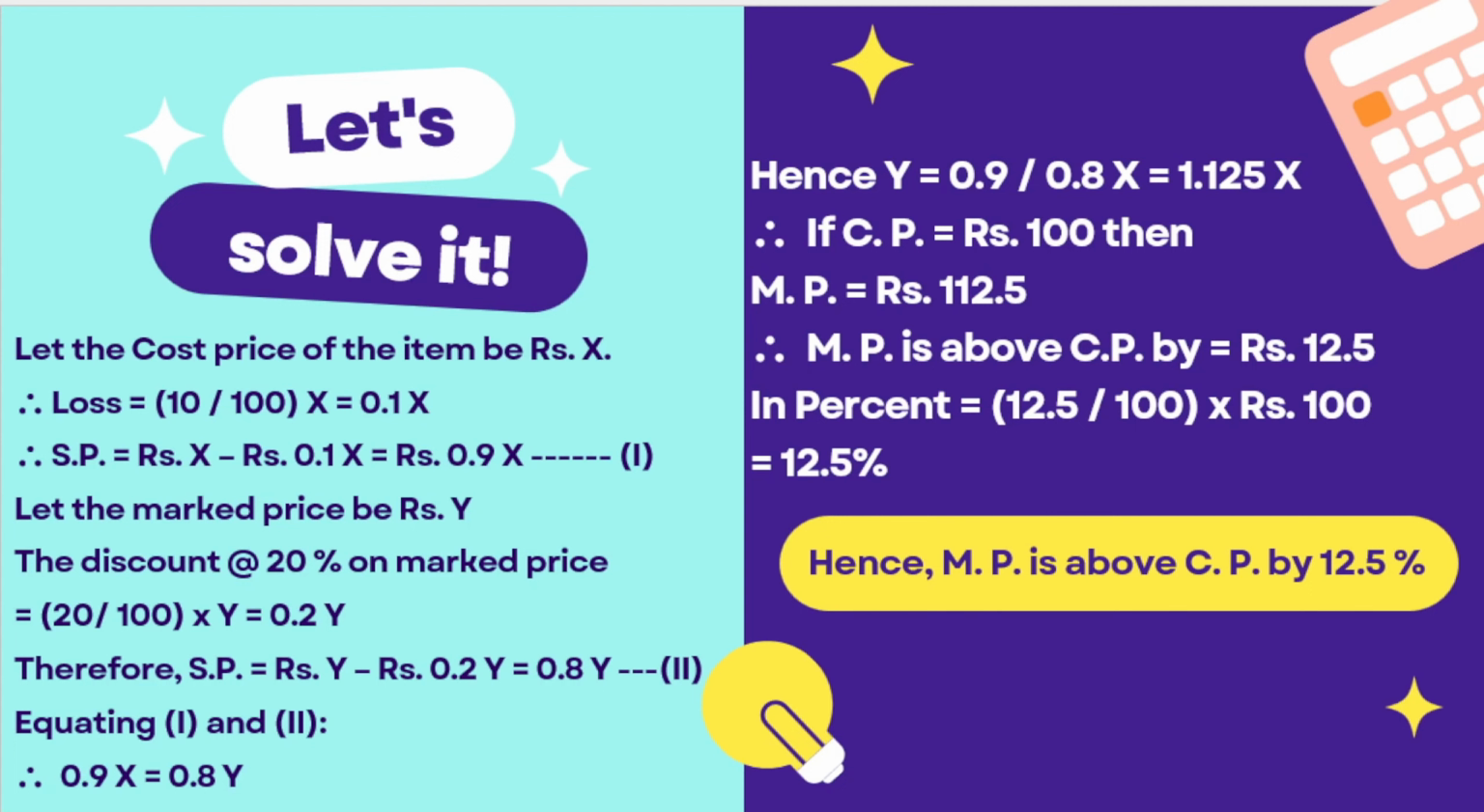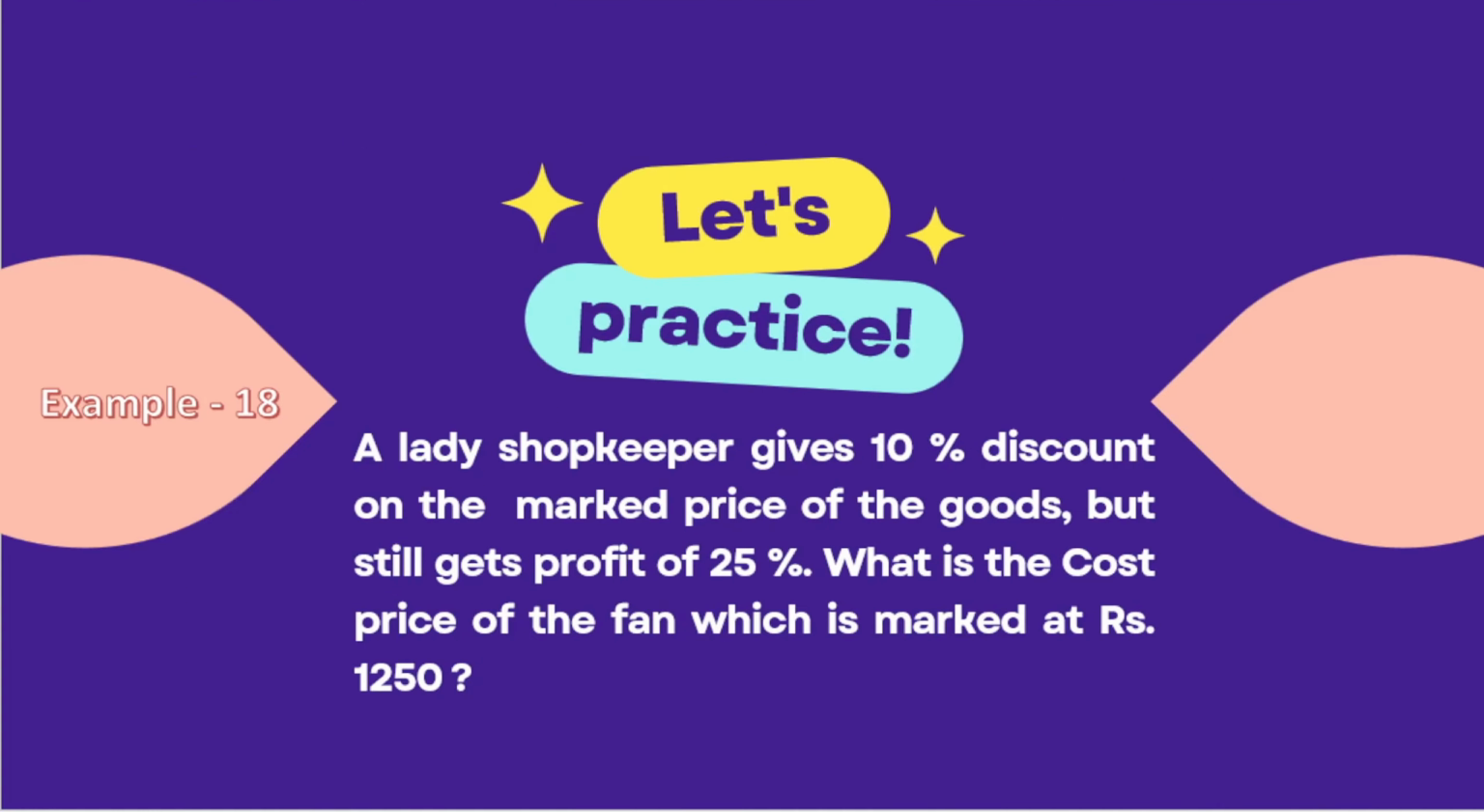Let us go to example number 18. It is given that a lady shopkeeper gives 10% discount on the marked price of the goods, but still gets a profit of 25%. Then we have to find what is the cost price of the fan, which is marked at Rs 1,250. Let us try to solve this example number 18.